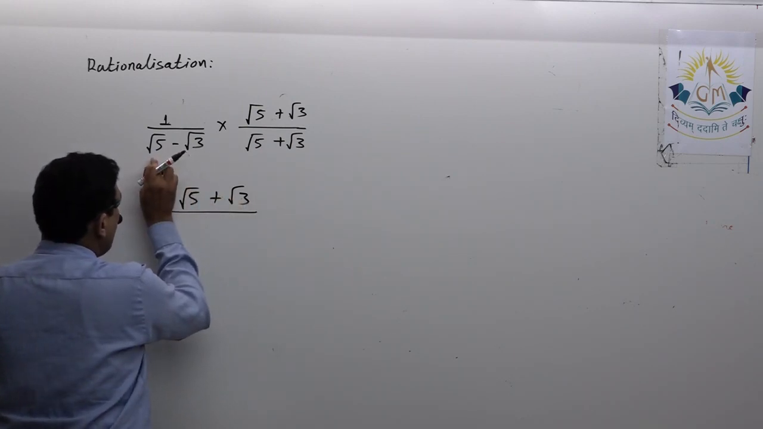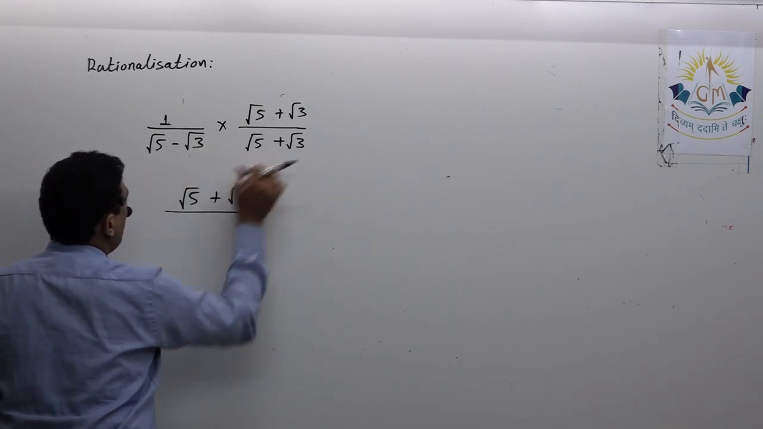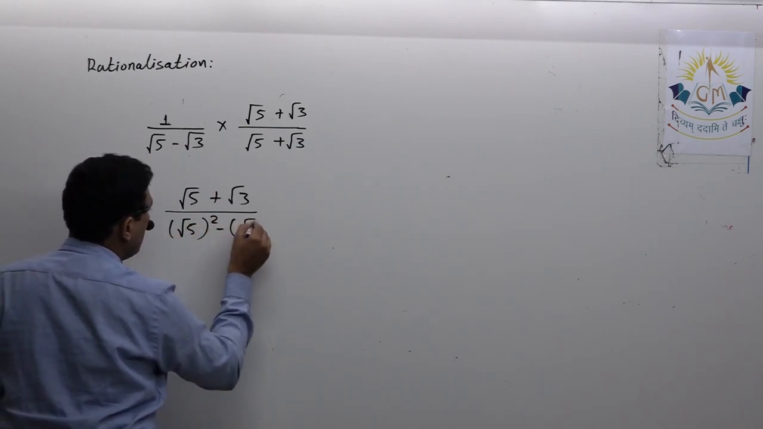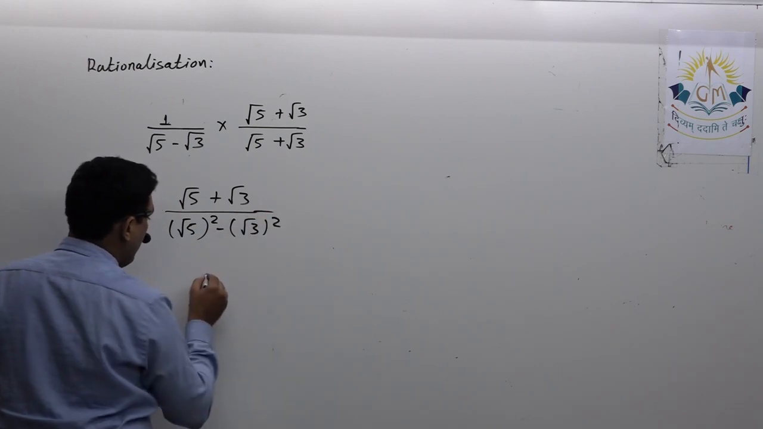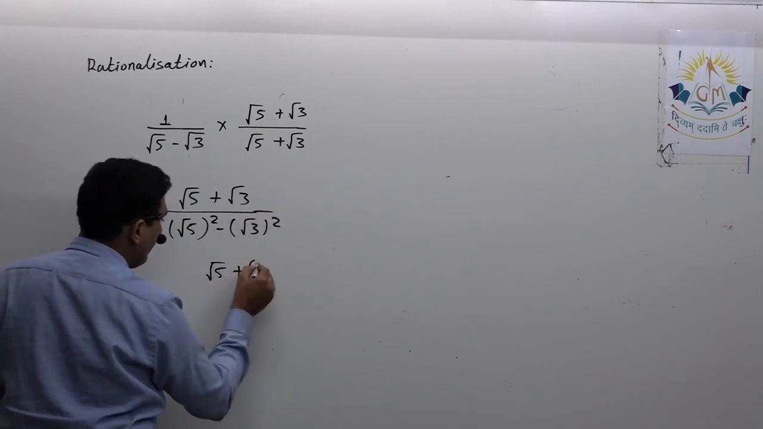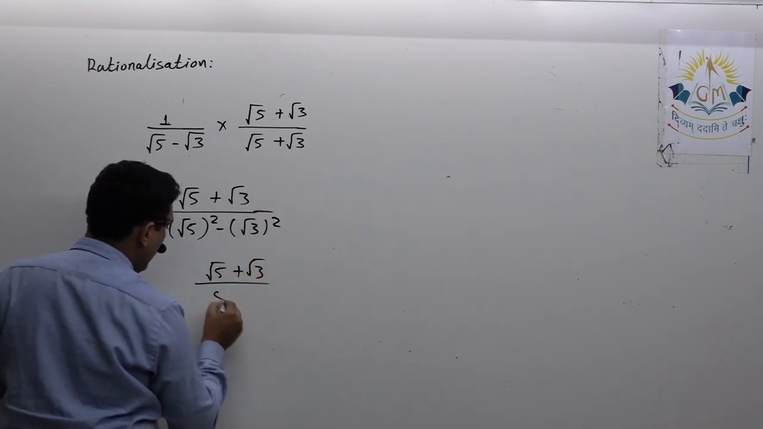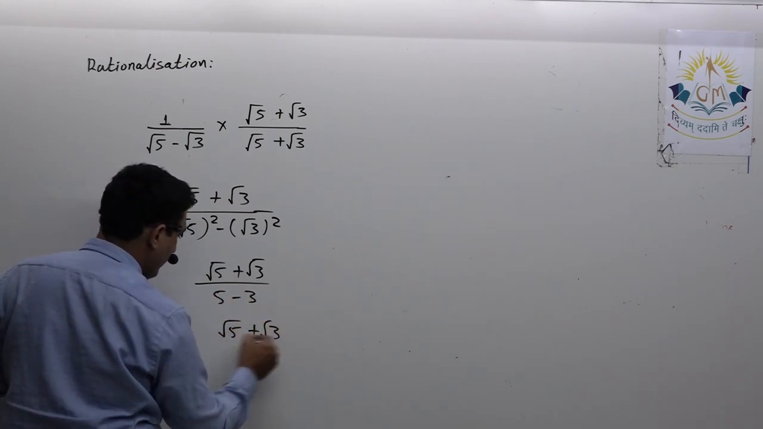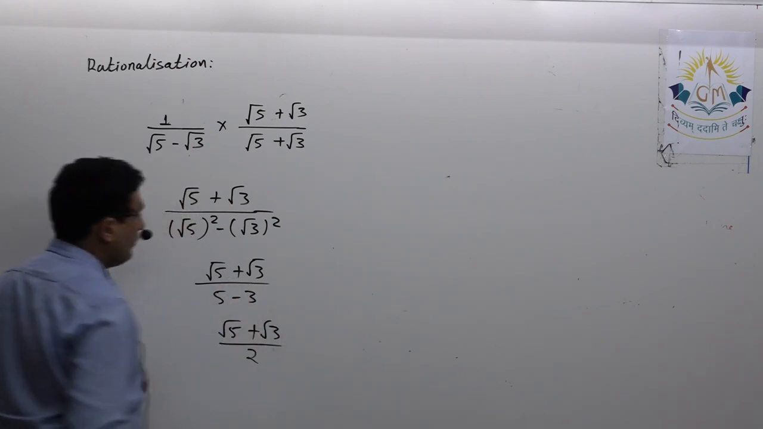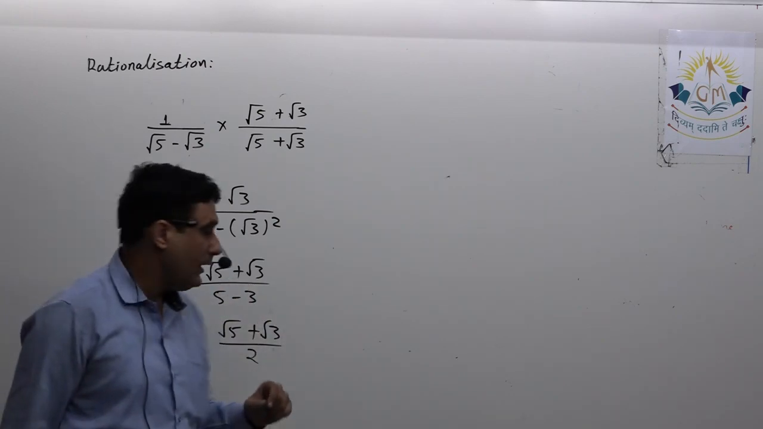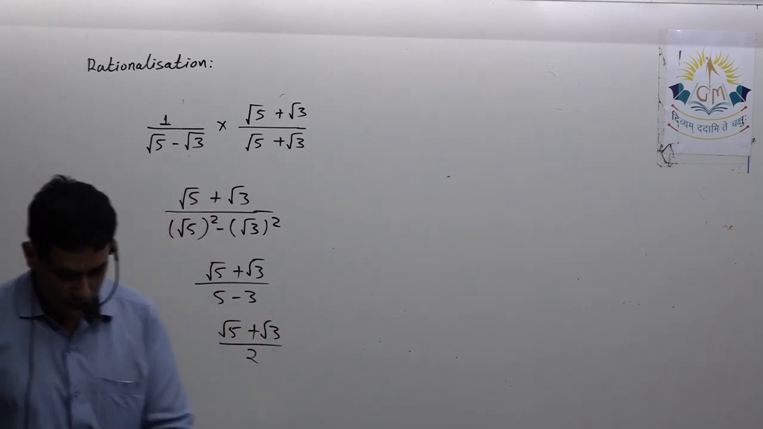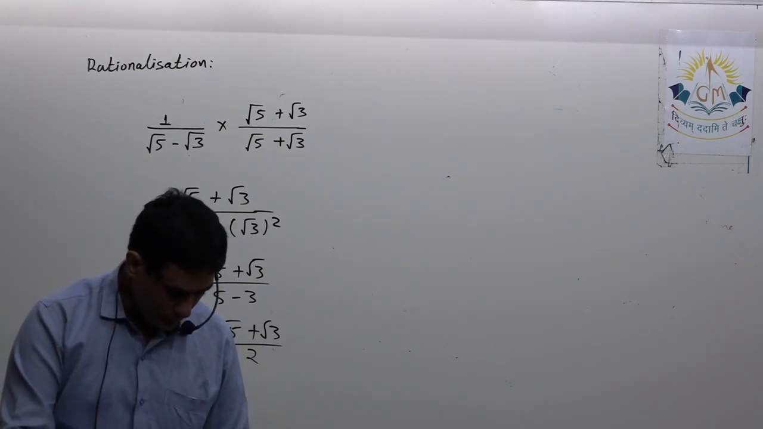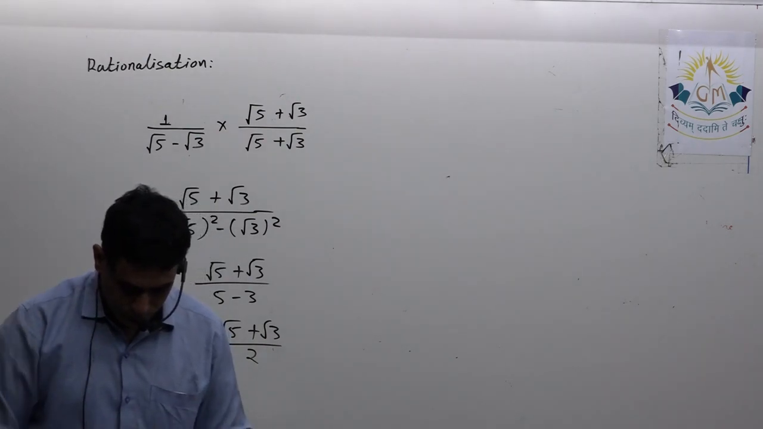And over here I can say a minus b, a plus b, that is a square minus b square. That is root 5 plus root 3 upon 5 minus 3, that is root 5 plus root 3 upon 2. So this is the simplified form of the given expression. Let us see one or two more questions based on the same concept.